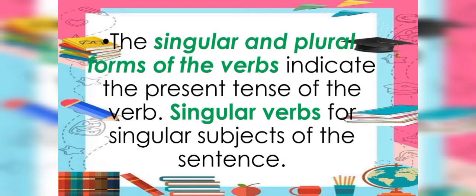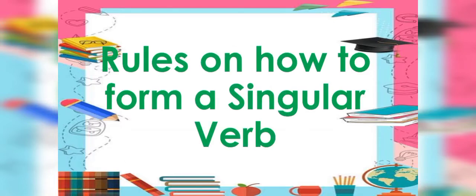The singular and plural form of the verb indicate the present tense of the verb. Singular verbs are for the singular subject of the sentence. It means that if the subject is singular, the verb must also be singular. Here are the rules on how to form a singular verb.